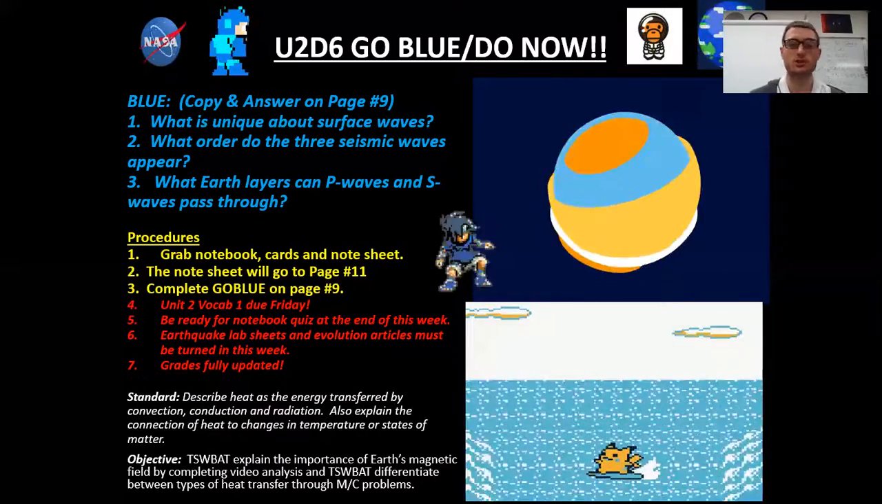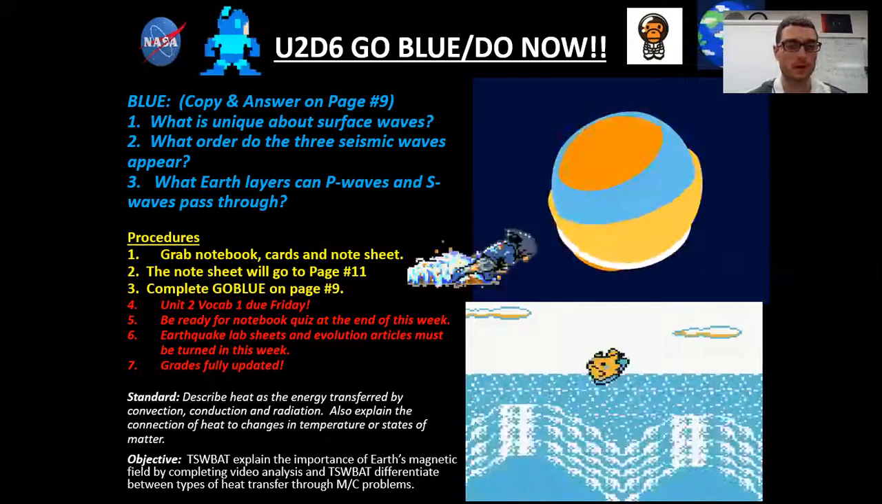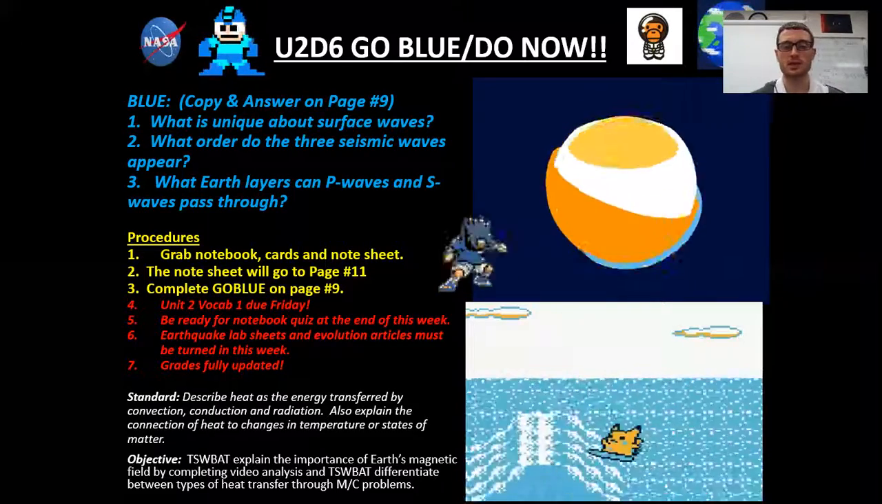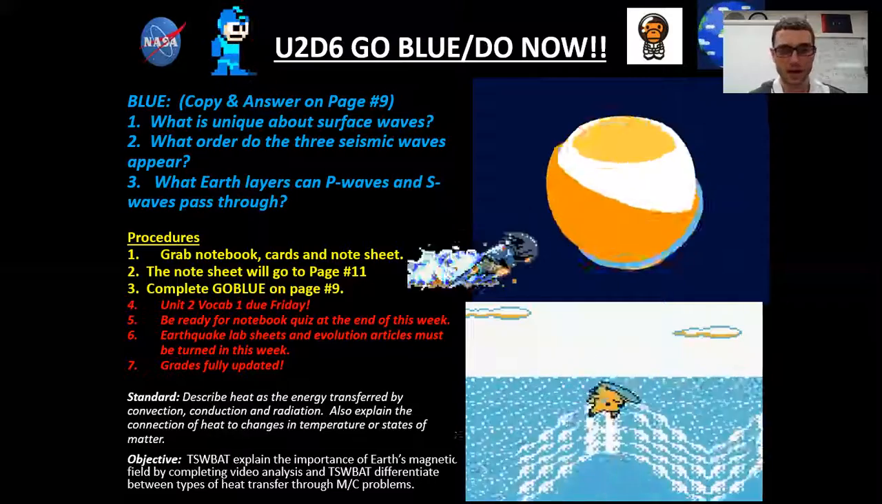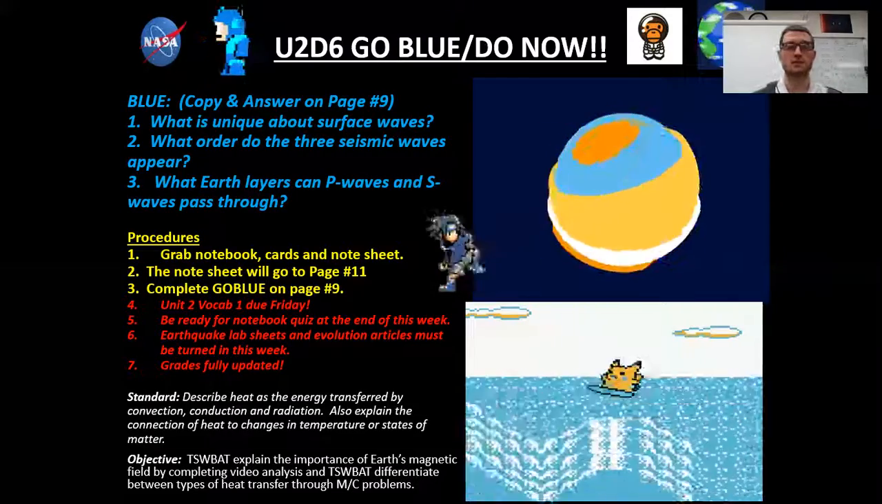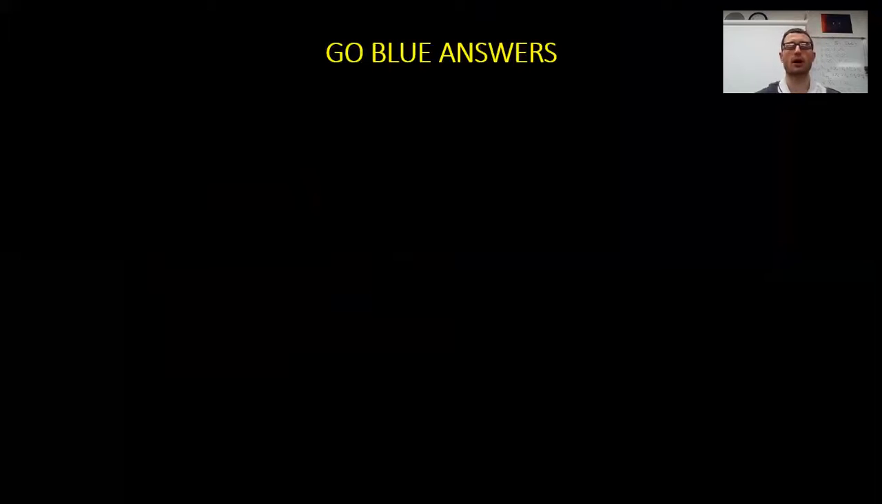Number 1, what is unique about surface waves? Number 2, what order do the 3 seismic waves appear? And 3, what Earth layers can P waves and S waves pass through? Go ahead, pause this video, answer this on page 9 of your notebook, and do your very best. Give you guys a moment. Okay, moving on to our Go Blue answers.